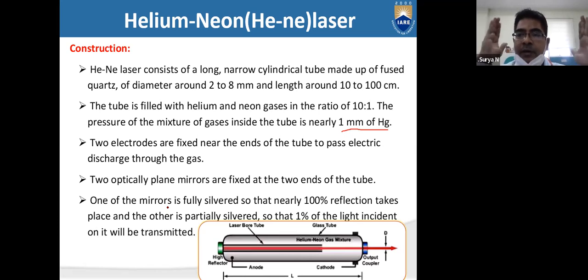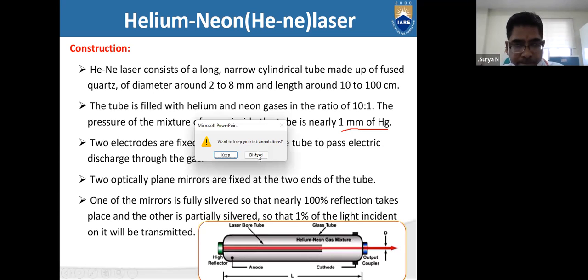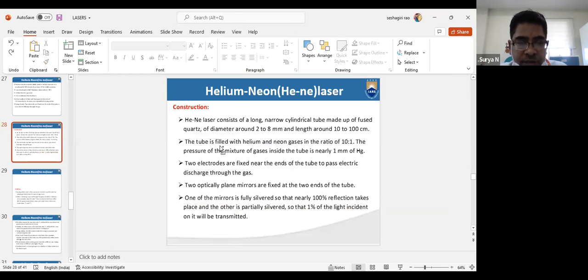We placed two mirrors, one with full reflection and the other with partial transmission. So all the active components of a laser are included in this type of helium neon laser also. This is one of the cases. One of the mirrors is fully silvered so that 100% reflection takes place, and the other is partially silvered so that 1% of the light incident on it will be transmitted.